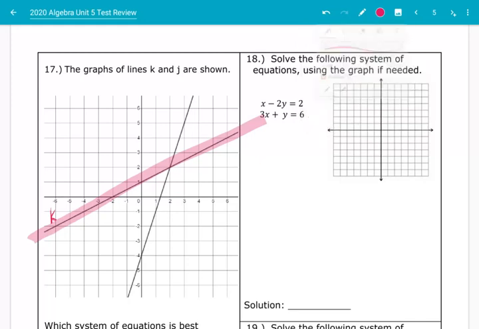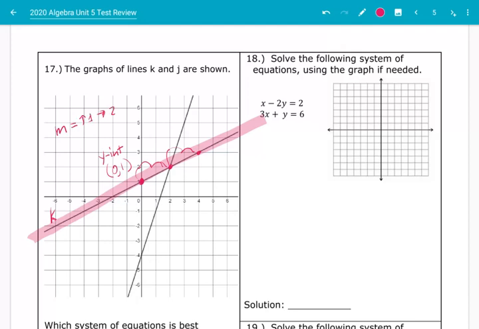There you go. Alrighty, the y-intercept is here at 0, 1. 0, 1 is the y-intercept for K. Let's find out the slope for K. Well, from this point, it looks like we go up 1 and over 2. Yes. Up 1 and over 2. So the slope is up 1 and over 2.